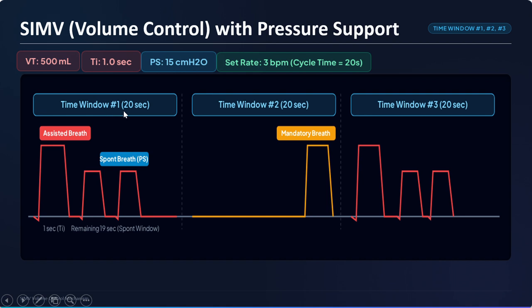Time window of 20 seconds here, and another 20 seconds here, and another 20 seconds here. How many cycles do you give the patient? Assisted 1 cycle here, mandatory 1 cycle here, and assisted 1 cycle here. Between every cycle, if you give an assist in window 1, spontaneous breathing is by pressure support 15. If the patient doesn't take any breath, the ventilator delivers a mandatory breath. Then the patient assists the breath. After that, you have pressure support spontaneous breathing.